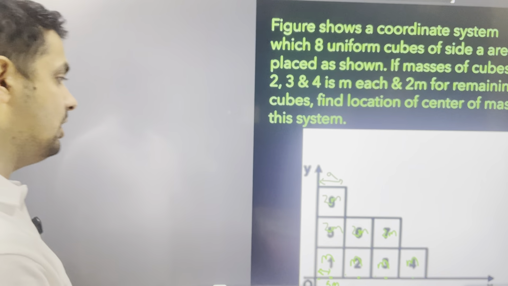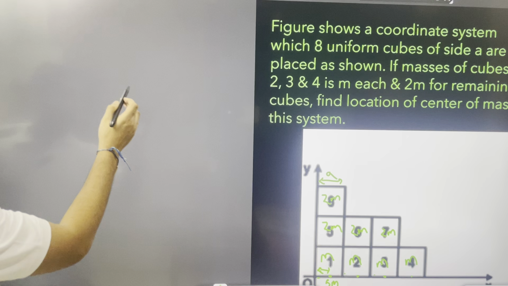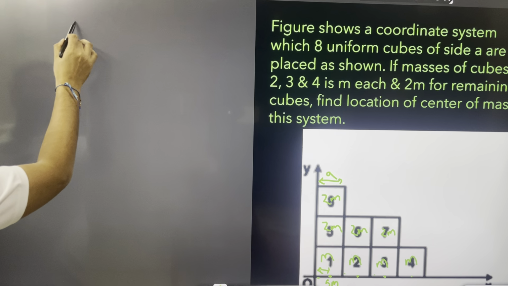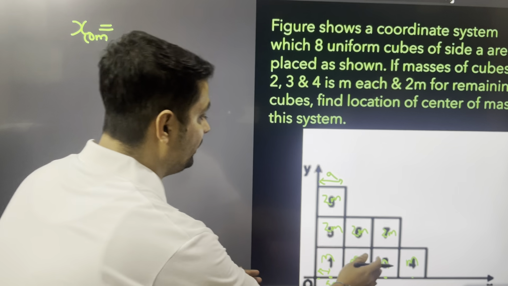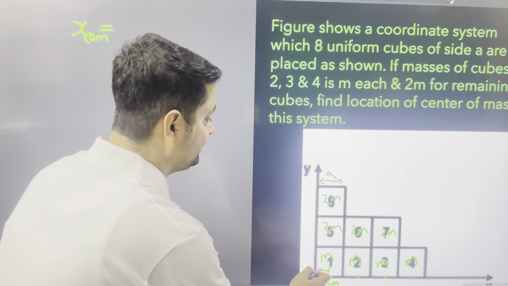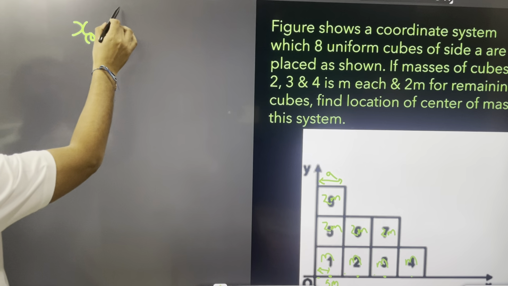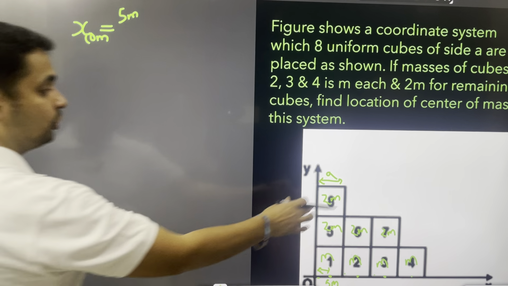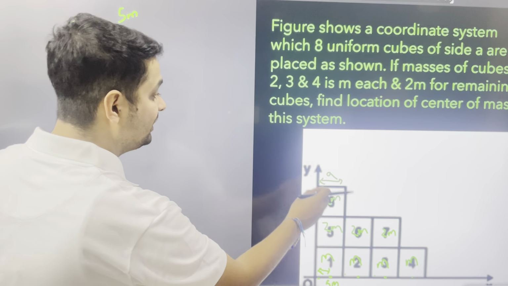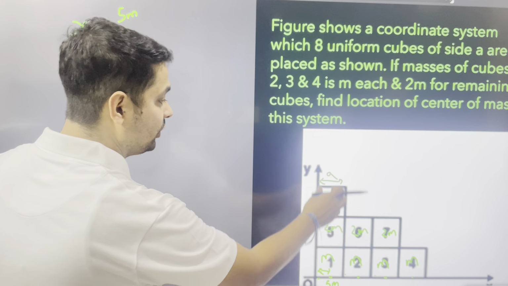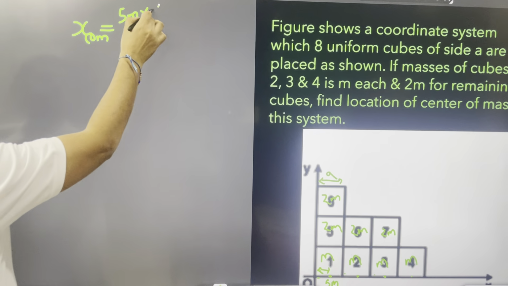So we will write this first. Here I am doing it for the x coordinate, the x center of mass. First, 5m is at A by 2 distance from the origin along the x-axis. So I will write 5m, because the total 5m is represented at the x center of mass of this cube. This 5m will be at A by 2 distance because it is uniform. So A by 2 distance from the origin: 5m into A by 2.